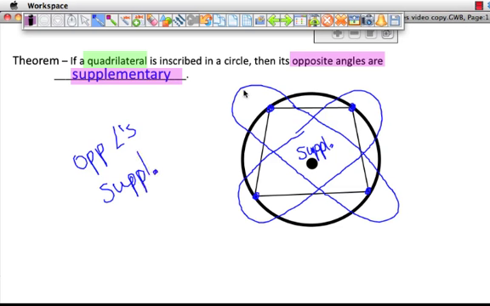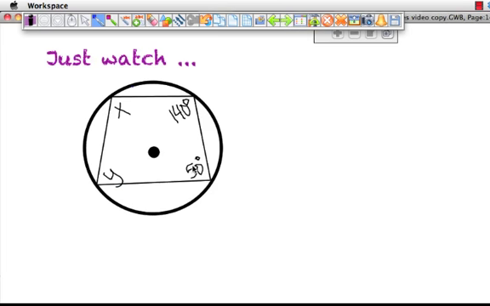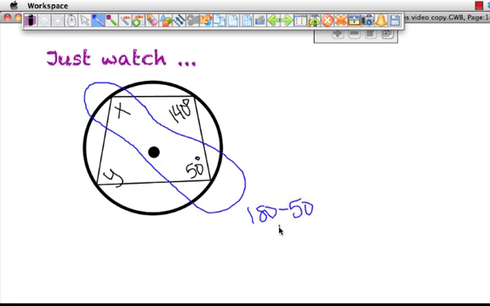So for example, you don't have this on your paper, but we'll do examples tomorrow. But looking at this one, think about opposite angles are supplementary. This angle is supplementary to the one across from it, 50 degrees. So to figure out what x is, all you have to do is 180 minus 50, and you get 130 degrees. 130 right there. Opposite angles are supplementary.